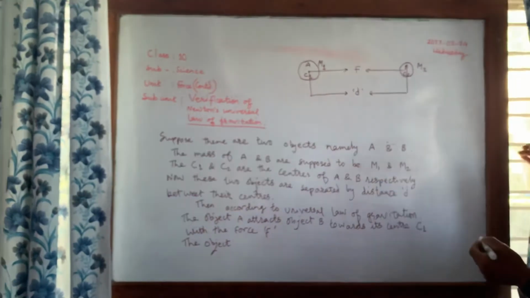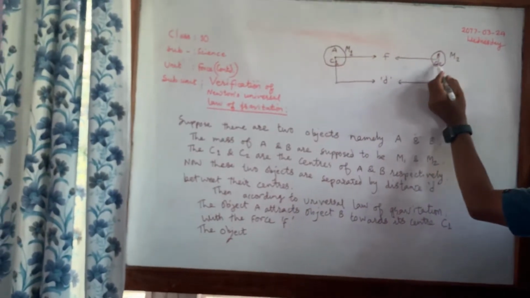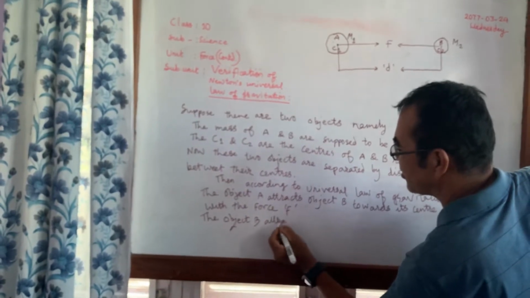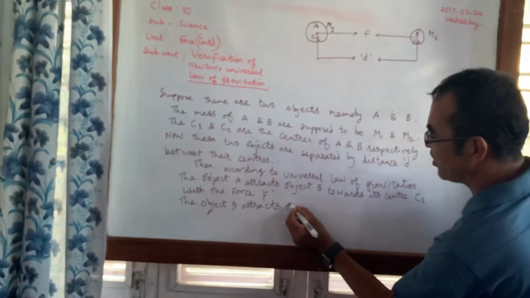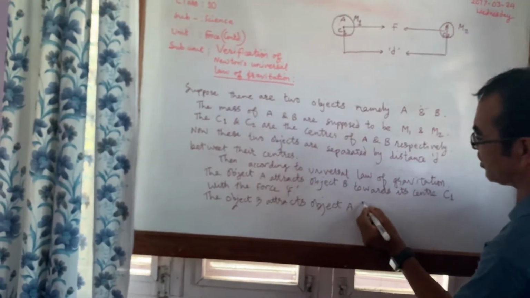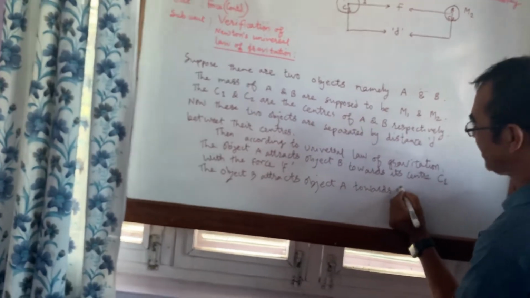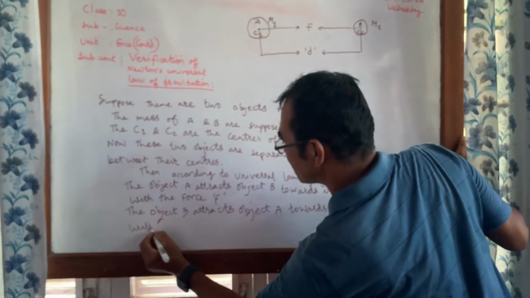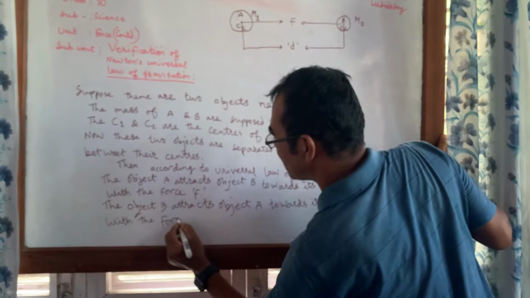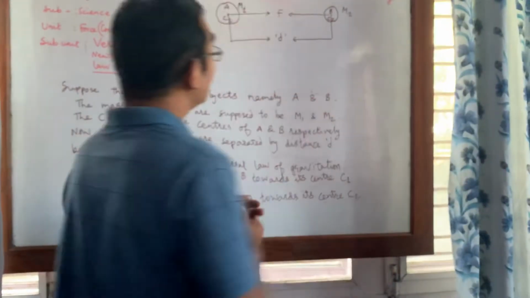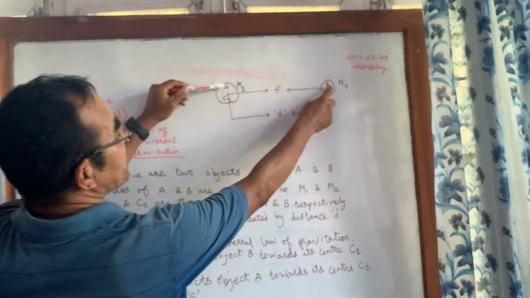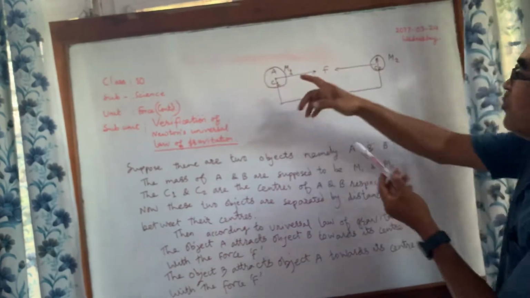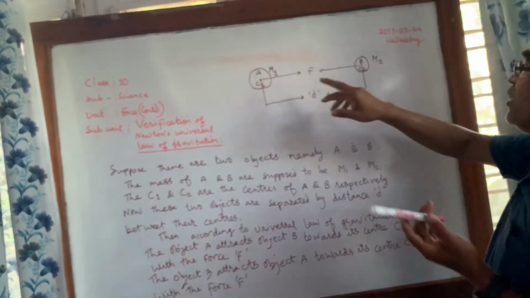Similarly, object B pulls or attracts object A towards its center C2 with the force F. Look, object A pulls object B towards its center C1 with the force of F. Similarly, object B pulls object A towards its center C2 with force F.